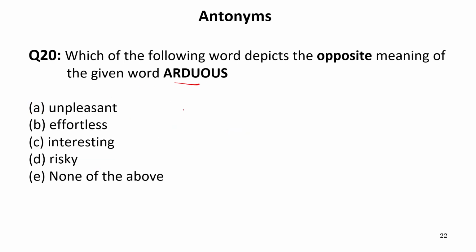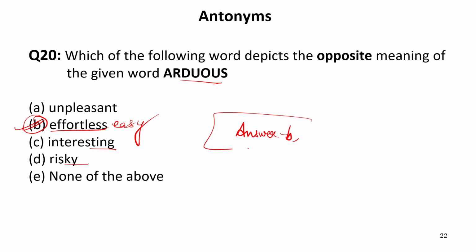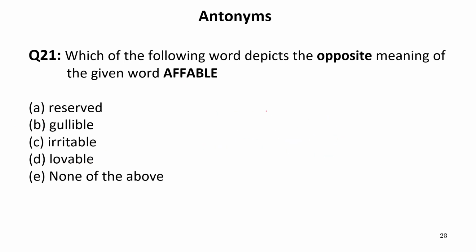Now let us move to the next one. Arduous. Now arduous means when something is unpleasant. Now let us see the antonyms. When something is effortless or easy. That is arduous. And when something is interesting, risky, when something is dangerous, that is arduous. So the opposite will be effortless and easy. So our answer is B. This is again very simple.